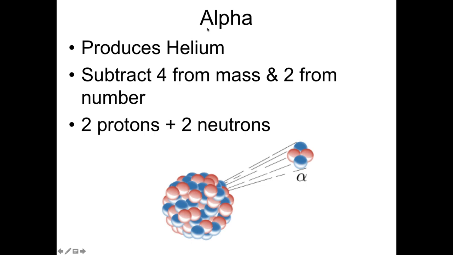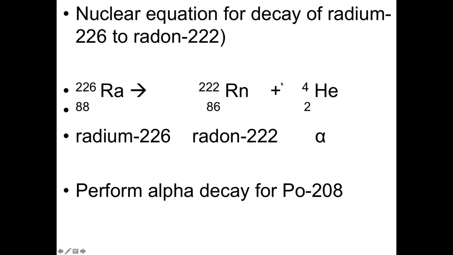So we can see alpha, and it produces a helium. So what's going to happen if you're doing a nuclear equation and you have an alpha decay? You're going to take 4 away from the mass and 2 away from the number. And so you'll have 2 protons and 2 neutrons happening from that. So this is a nuclear equation.